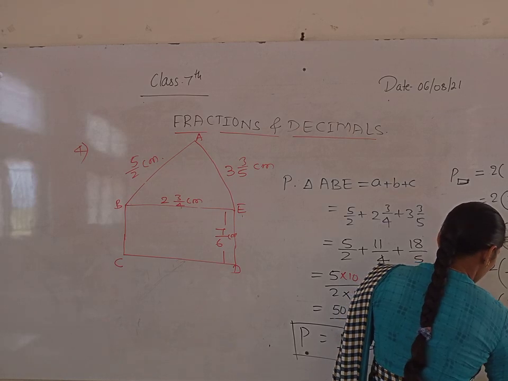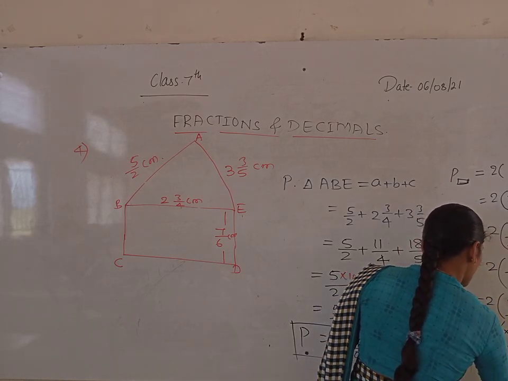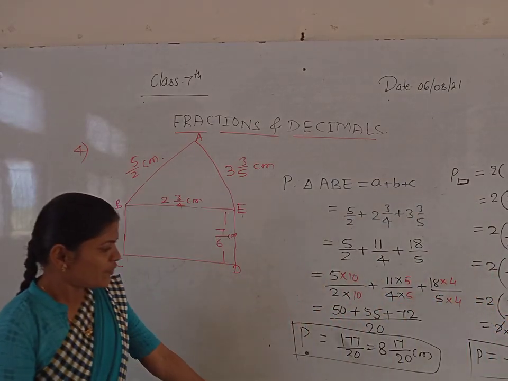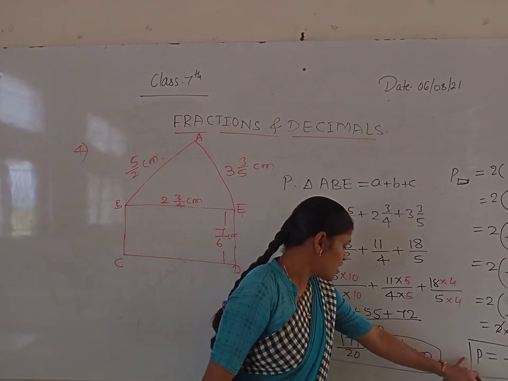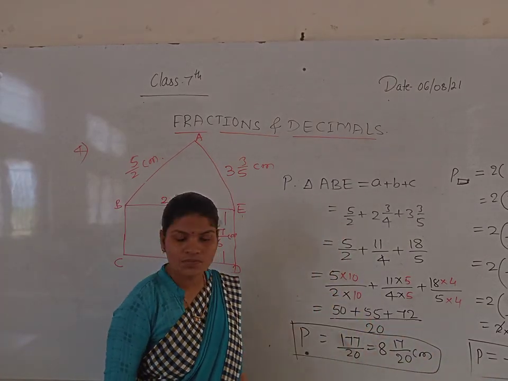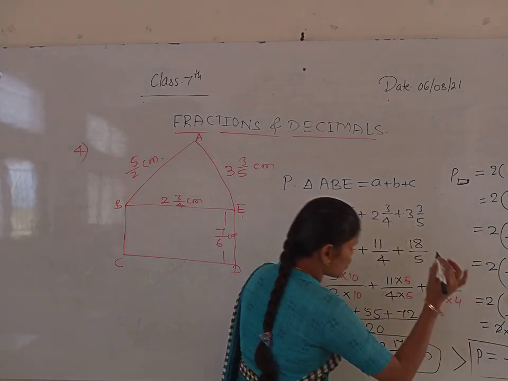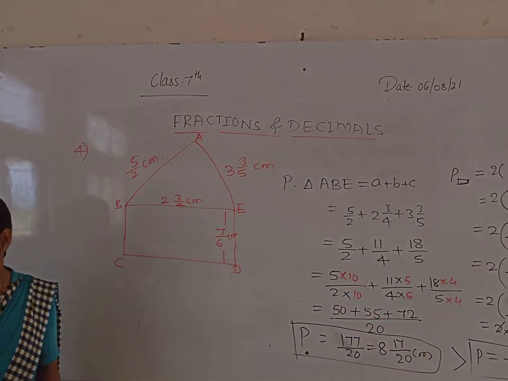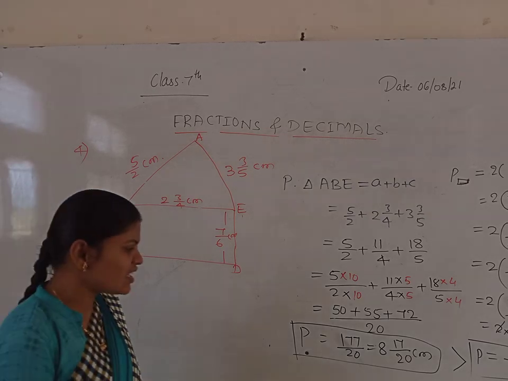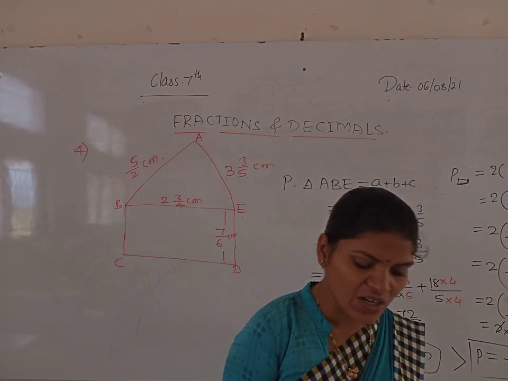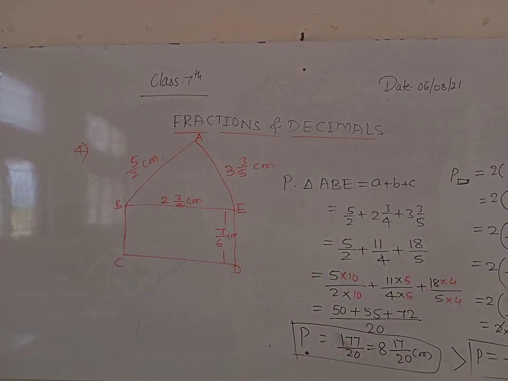Divided by 6 centimeter. Whose perimeter is more here? Perimeter of the rectangle is more or perimeter of the triangle is more? Yes, the triangle, it is more. Yes or no? The perimeter of the triangle is more than the perimeter of the rectangle. Easiest question.